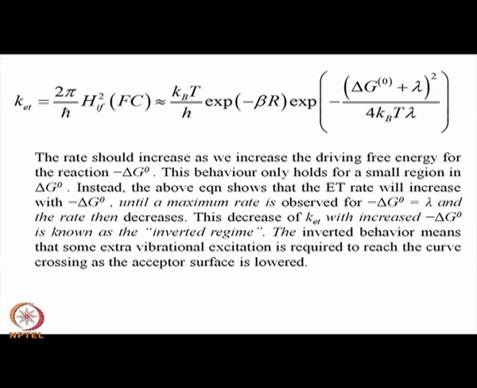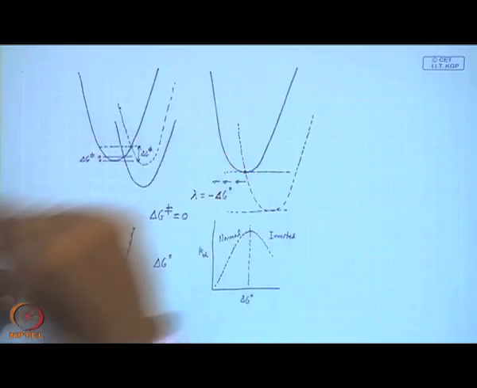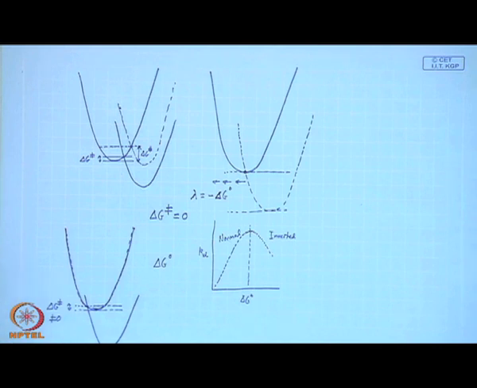That is when it is very thin. When you think of this as a thin slice, in this region. Now, this behavior holds for a small region in delta G0. Instead, the above equation shows that the ET rate will increase with delta G0 until a maximum rate is observed for delta G0 equal to lambda.